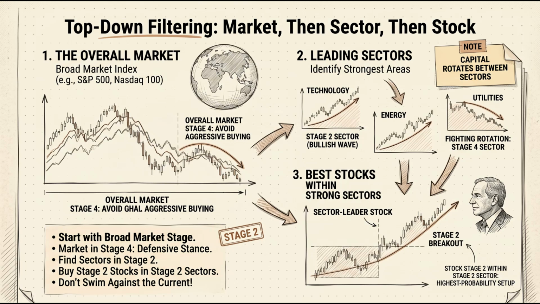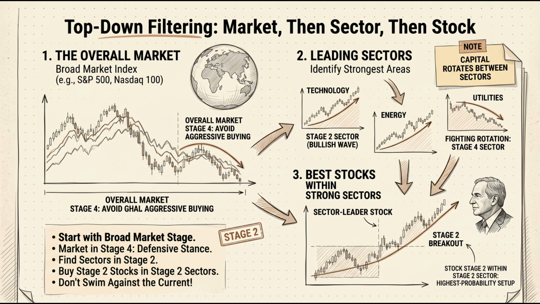Determine the stage of the broad market index, such as the S&P 500 or Nasdaq 100. If the overall market is in stage 4, aggressive buying makes little sense regardless of individual stock quality. Step 2. Identify which sectors are in stage 2. Capital rotates between sectors in identifiable waves.